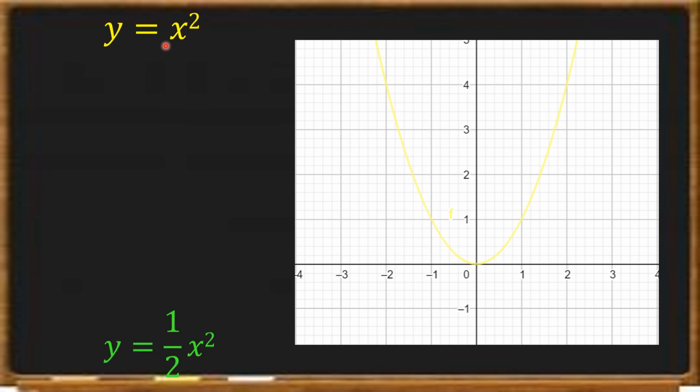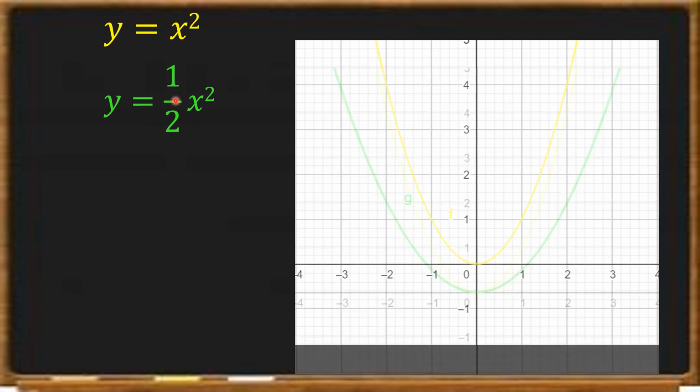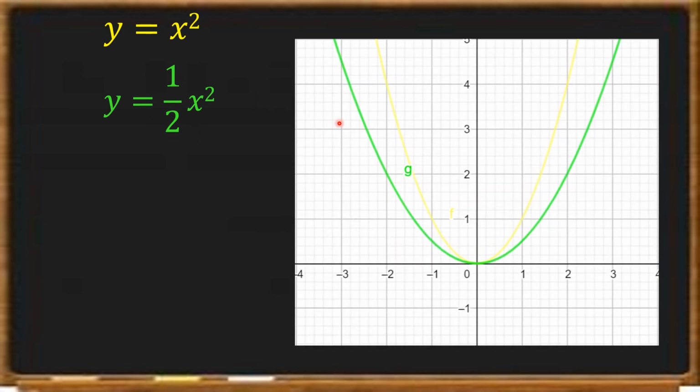So, bababa natin sa 1 half. So, 1 half is smaller than 1. So, naging fraction na po siya. What will happen to the graph? So, observe the green. So, from yellow, naging mas malawak na siya. Wider. Yung green po. Okay? Same vertex at the origin.